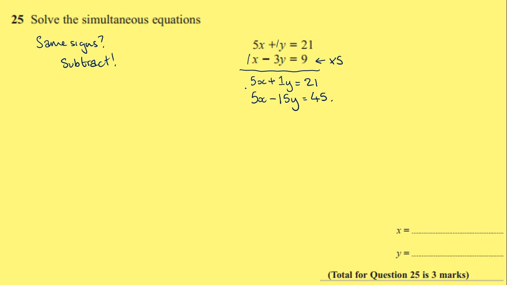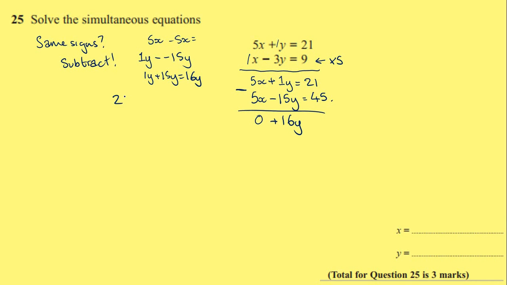So here, look, they're both positive. What I'm going to do is subtract this row from this row. What's 5x take away 5x? Well, if I had 5x's and I gave them all away, I'd have nothing left. Next, I've got 1y take away minus 15y. Two minuses make a plus, don't they? So I'll have 1y plus 15y. That's going to be 16y.